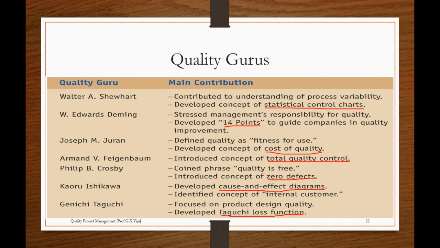Armand Feigenbaum, total quality control. Philip Crosby introduced zero defects. Ishikawa introduced the Ishikawa diagram, or cause and effect diagram, or fishbone diagram, and identified the concept of internal customer. And finally, Genichi Taguchi introduced the concept of the Taguchi loss function.